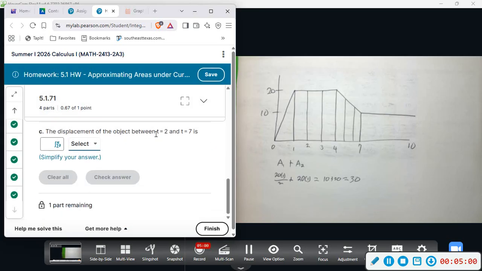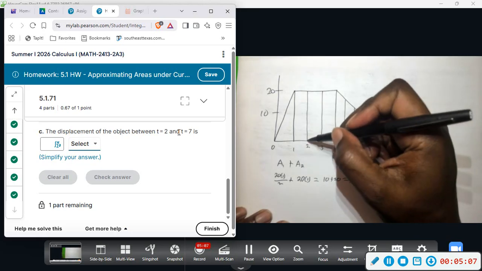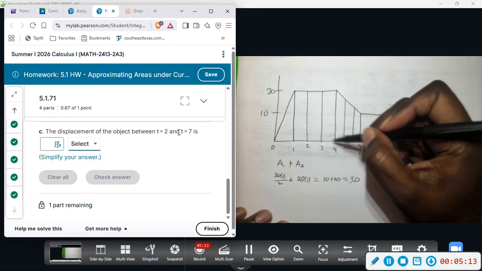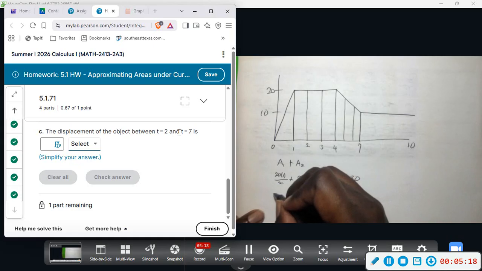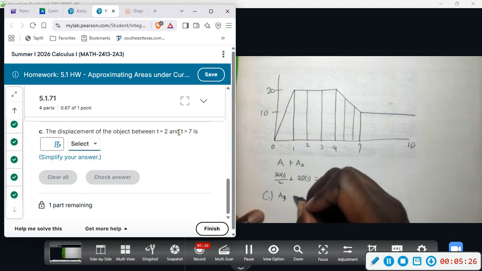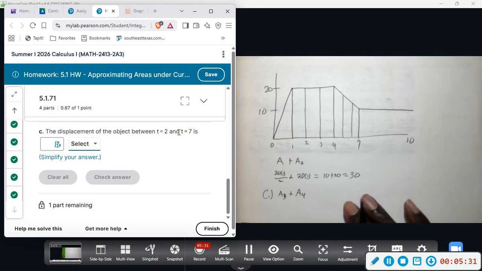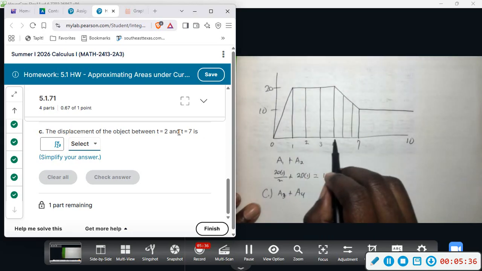All right, now we're going to find the displacement from 2 to 7. Starting from this point all the way to this point, we get two shapes. From 2 to 4, we got a bigger rectangle, a distance of 2. Height is 20. So for part C, we'll have two areas, area 3 and area 4. The first area is a rectangle with base 2 times height 20.